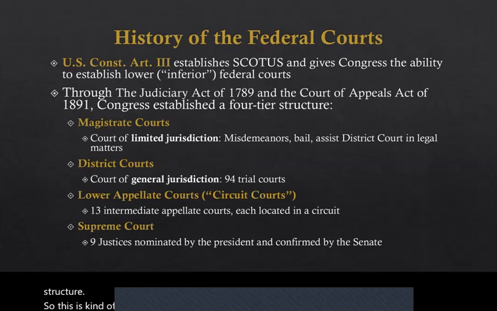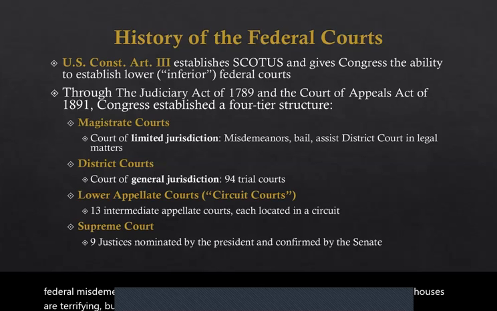In federal courts, you have the magistrate courts. These are courts of limited jurisdiction. Magistrate courts deal with misdemeanors, bail, and they assist district courts in legal matters to whatever the district court gives them. We'll talk about how you become a magistrate, but generally speaking, if you commit a federal misdemeanor, you're going to a magistrate court. It's not a big deal. Federal courthouses are terrifying, but magistrate court's not a big deal.